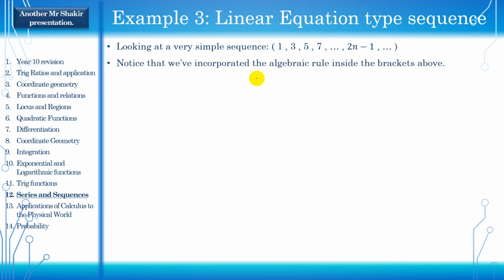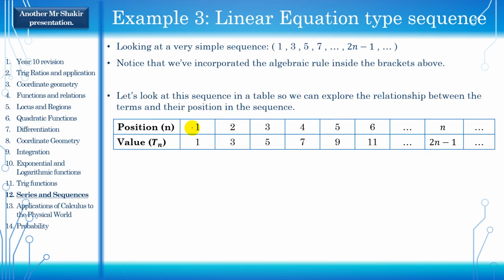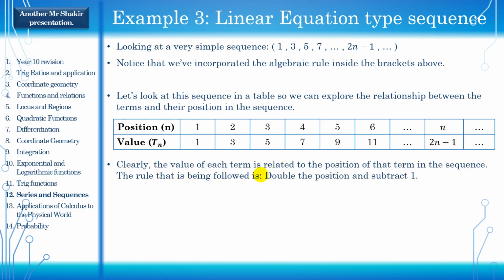Now we've incorporated the algebraic rule inside the brackets above. Let's look at the sequence in a table so we can explore the relationship between the terms and their position in the sequence. 1 is 1, 2 is 3, 3 is 5, 4 is 7, and so on. If you substitute n into the equation, you'll get the value of t of n. So for the 100th term, you would substitute in 100. 2 times 100 minus 1. Very easy.